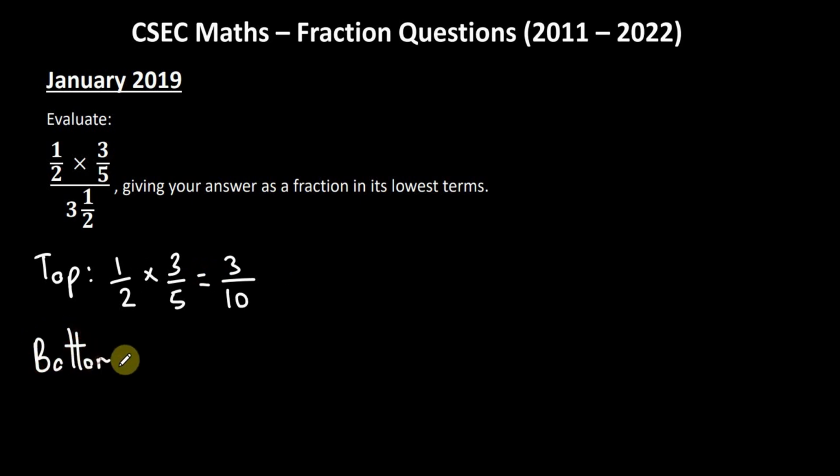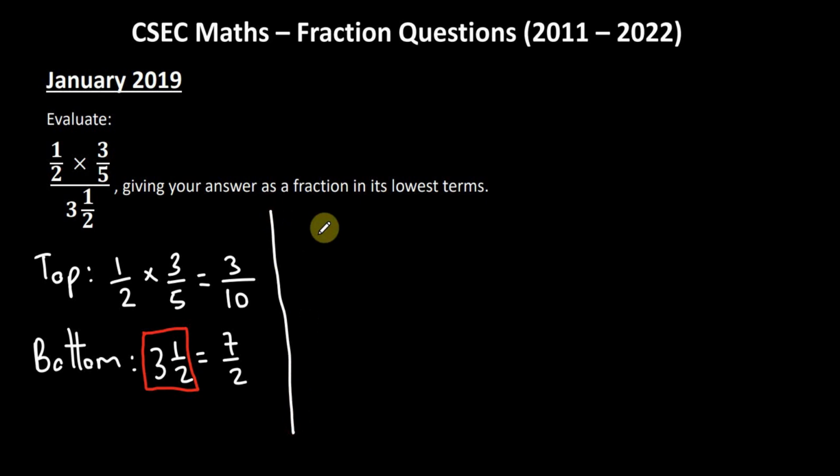The bottom we have here is 3 and 1/2. And by now you guys know we'll convert this mixed fraction to an improper fraction. So 3 times 2, 6 plus 1, that's 7/2. And let's see how we'll treat with this now. So we'll have the top, 3/10, divided by the bottom, which is 7/2.